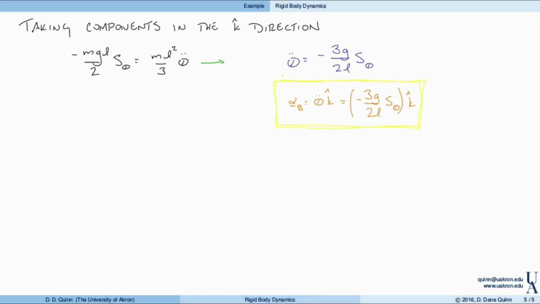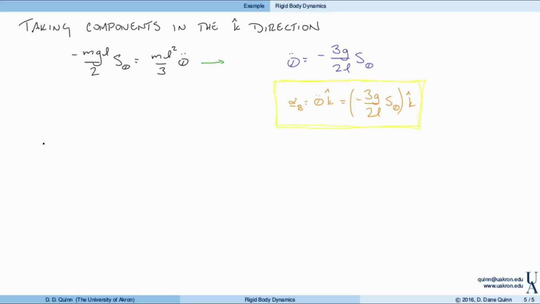Angular acceleration is a vector. Vectors have magnitude and direction. So here, the magnitude is theta double dot, while the angular acceleration is in the k direction. So really, we need both pieces in order to properly describe the angular acceleration.